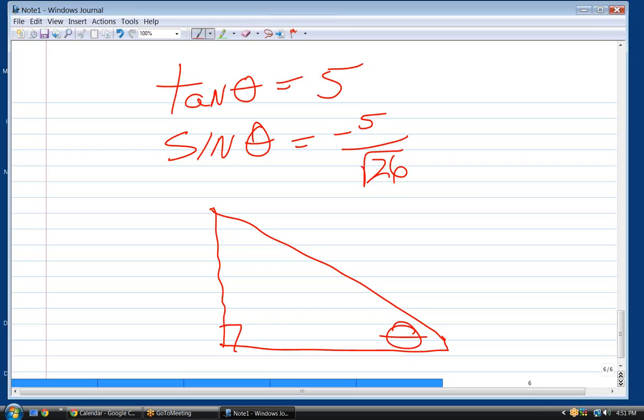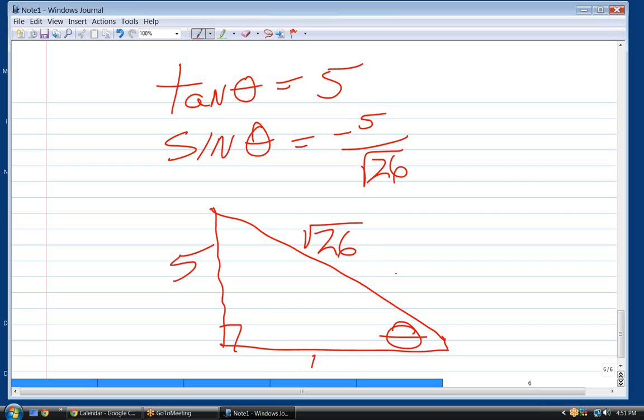Wait, the tan... Wouldn't that be negative? Hold on. No, they told you it was 5. Okay. So it's got to be 5 here and 1 here. And then, so the square root of 26.